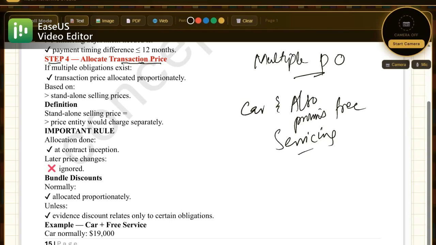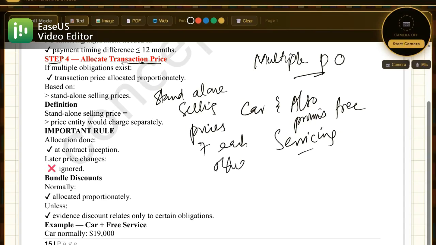Allocation of the transaction price. So what is allocation? In simple words, if a contract has more than one obligation, then the transaction price must be allocated proportionately based on the stand-alone selling prices of each obligation. Imagine you are splitting a pizza among friends. Everyone should get their fair share. In accounting, each obligation gets its fair share of the transaction price.